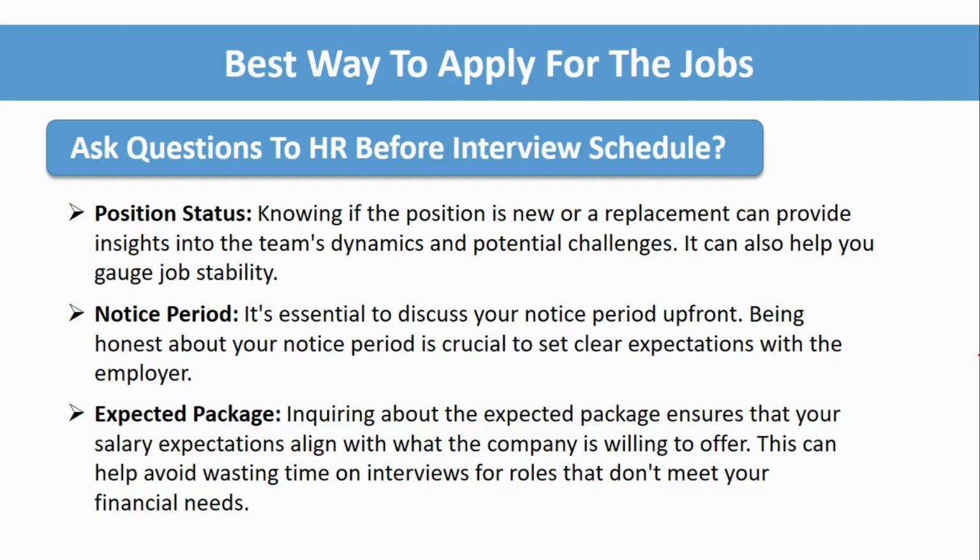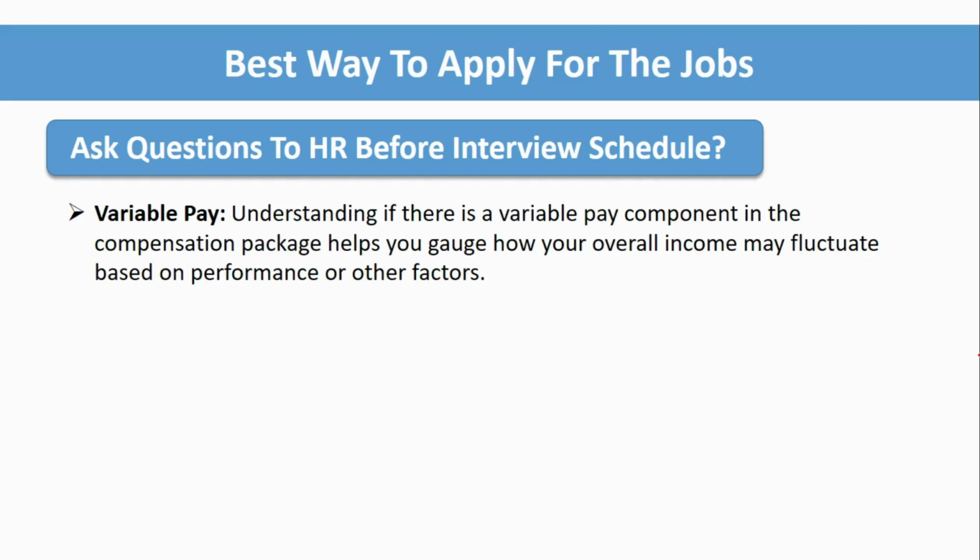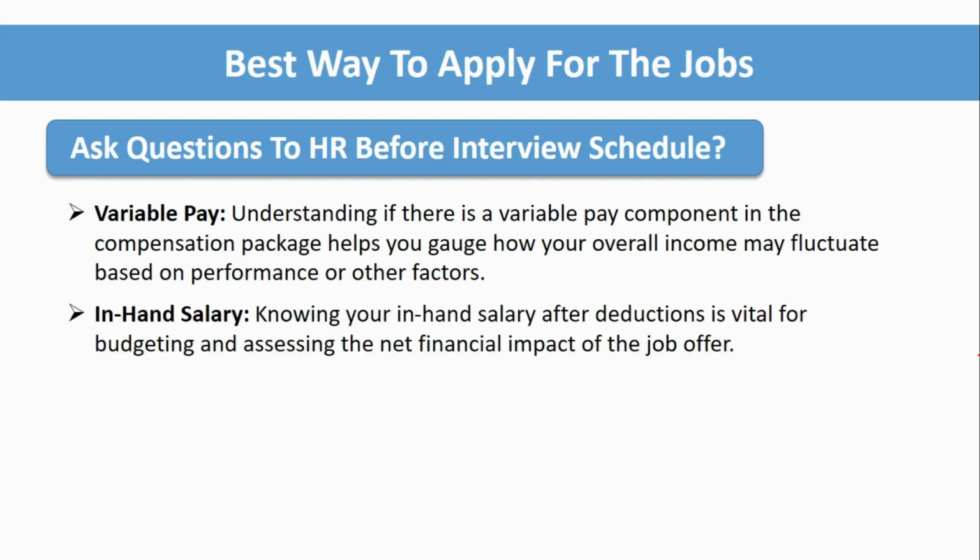If they are okay with the 90 days or whatever notice period you have, then you can go with the further process. Also you can ask about the expected package, because every position has some budget. So you can share your expected package. In that package you can ask these two important things: how much enhanced salary you will get, and whether there is any variable pay. Some companies provide variable pay, some companies don't. It depends on the company, but it is better to ask how much enhanced salary you will get and how much variable pay there is.